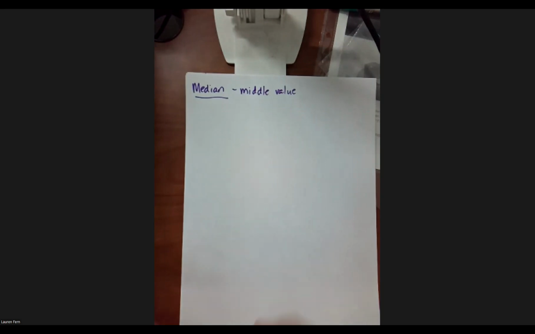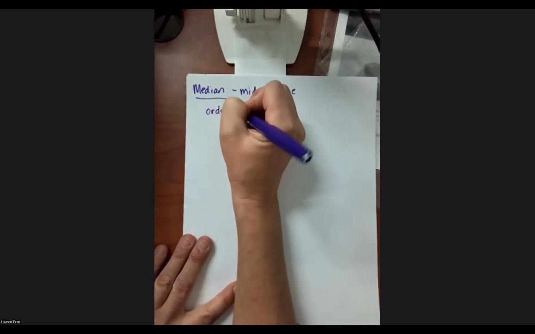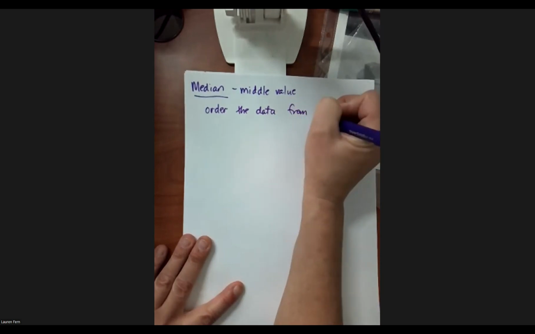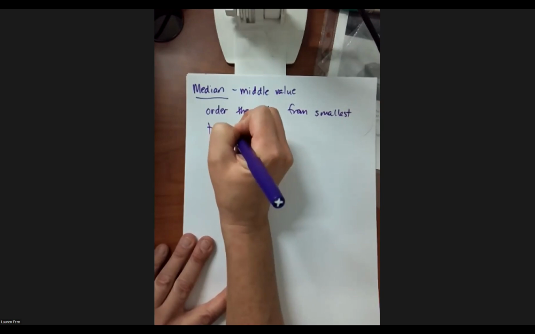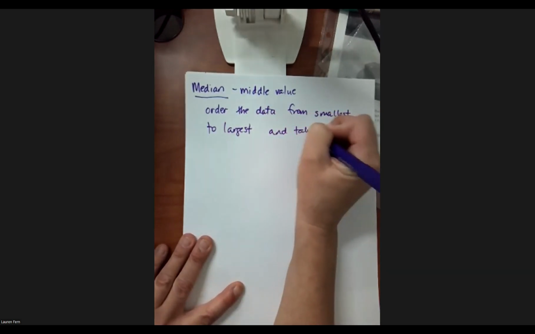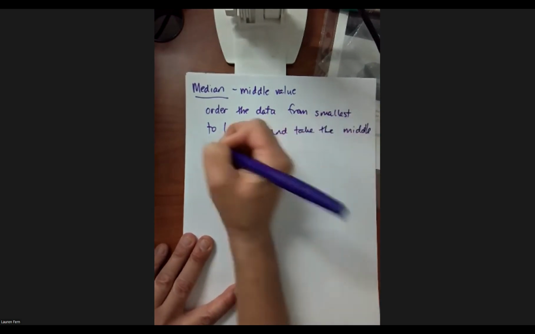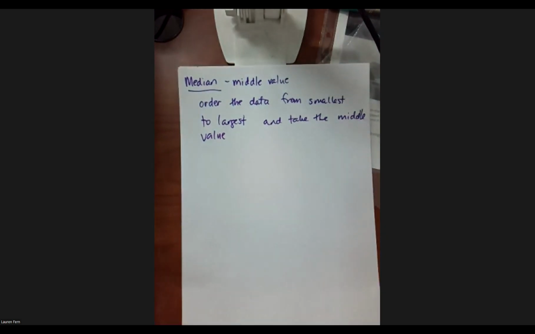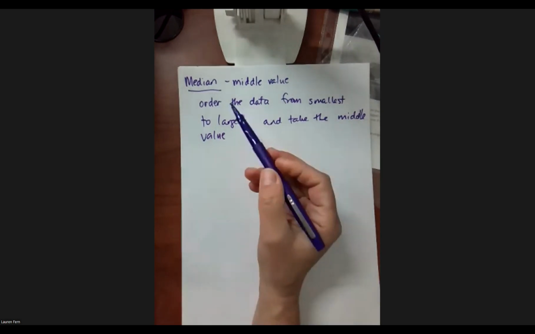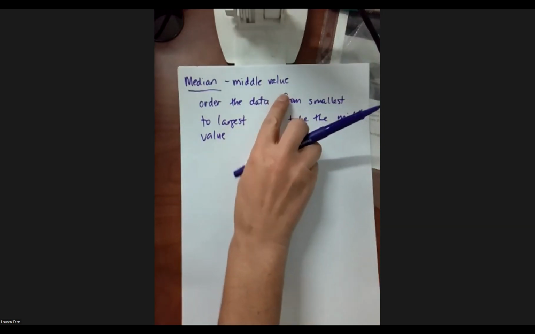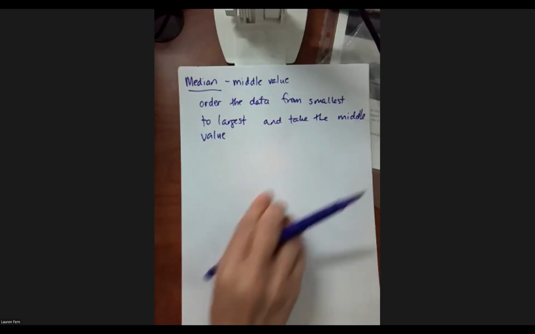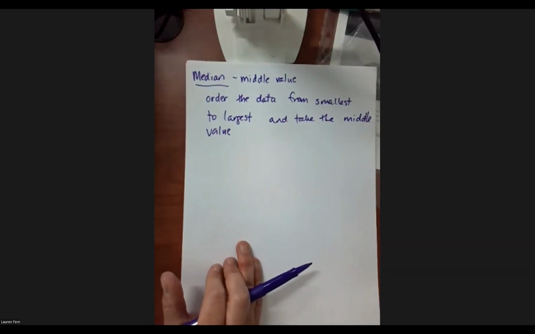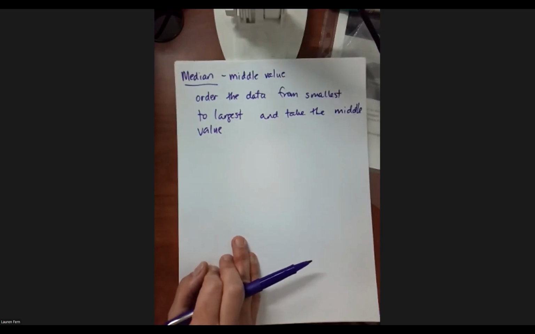What do we mean by that? Well, what you would need to do is order the data from smallest to largest and take the middle value. Clearly, if you have just a bunch of random data, taking the middle value is not at all meaningful. You have to order it from smallest to largest. And again, your calculator will take care of that. Excel spreadsheets take care of that. So it's a pain if you have to do it by hand, but we don't really have to.